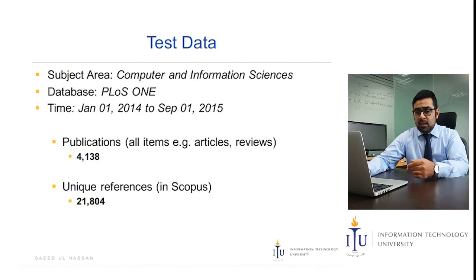For the test data, here comes our case study. We chose the PLoS ONE full text database for this, and in the subject area of computer and information sciences, we chose the time window from January 1st, 2014 to September 1st, 2015. The total number of publications, including articles, reviews, and anything that was in that dataset during that time window was considered, which were 4,138 papers.